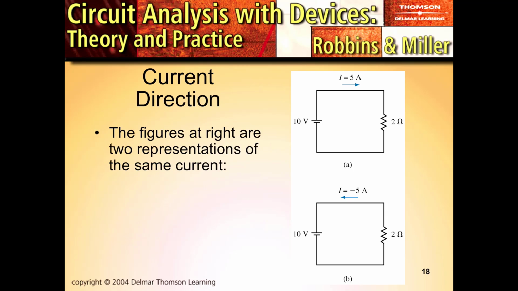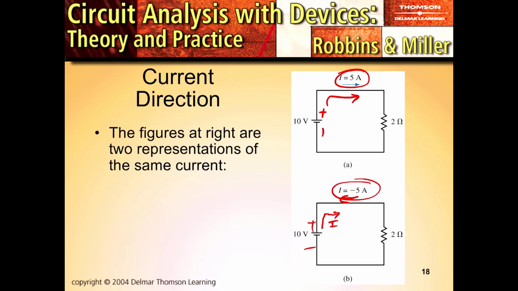So let's take a look here. If we look at this direction of current, this is consistent with plus to minus current flow, and therefore the current has been expressed as 5 amps. Look down here. The current is in the opposite direction to the direction of current as plus to minus, and therefore I has been expressed as minus 5.